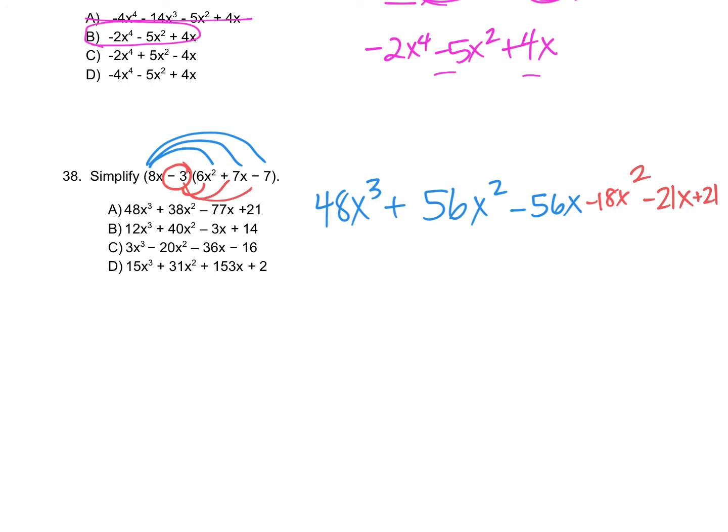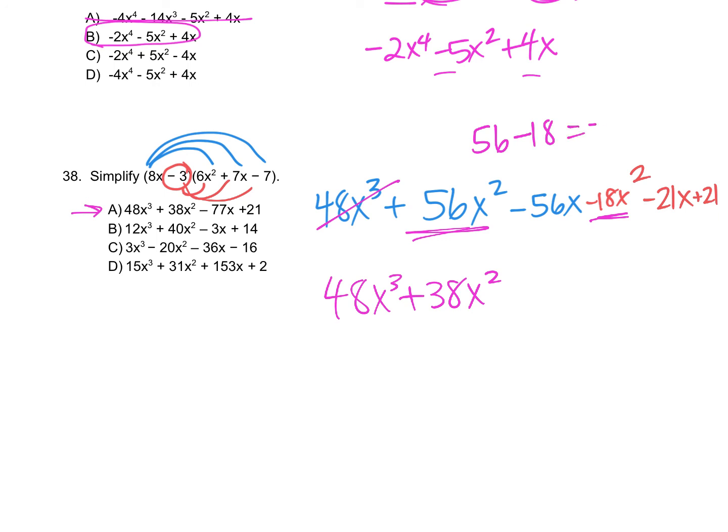All right, so we get 48x to the third power, and I can probably stop there, but I might just double check to make sure. So 56x squared goes with negative 18x, so it's a positive 56 minus 18, which is a positive 38x to the second. So I make it a plus 38x squared. If you want to keep going, you can, and make sure you get it right. Negative 56 minus 21 is negative 77x plus 21. However, you could have stopped at the very beginning there.